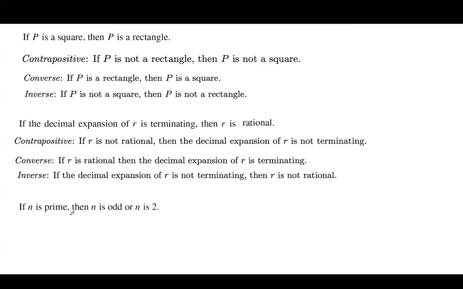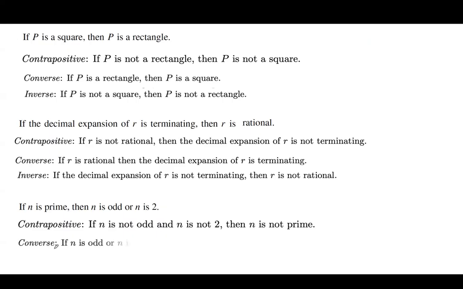One last example for you. If n is prime, then n is odd or n is 2. Again, guys, we don't care if these statements are true or false. It's just pure practice. The contrapositive is if n is not odd and n is not 2, then n is not prime. Please be careful about the and/or, how we change these using the negation.